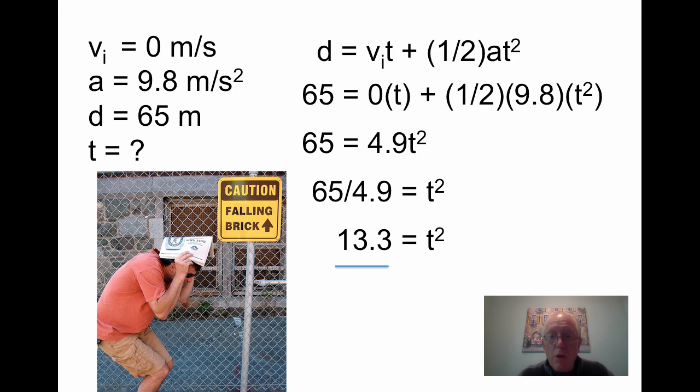I do not want 13.3 as my answer because this is still t squared. I want to know what the time is. But I can undo the square by taking the square root of both sides. So the square root of 13.3 is equal to the square root of t squared, and that's t. I can do a little bit better than the square root of 13.3 by using the calculator, and it's going to come out to 3.6 seconds. So that's my time.